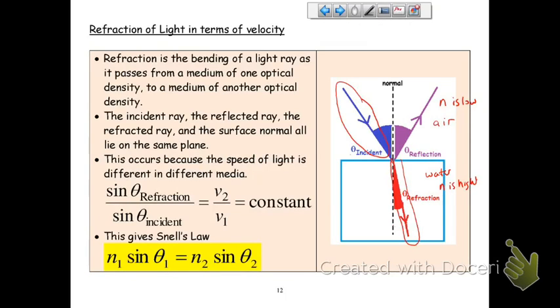If I was to go from a high n to a lower n, I would refract away from the surface normal. So I've got to remember which way around this is. The best way, I think, is to remember a specific example and then use that as your guide. The specific example that I use is air and water. When the light goes from the air to the water, the light is bent towards the surface normal.